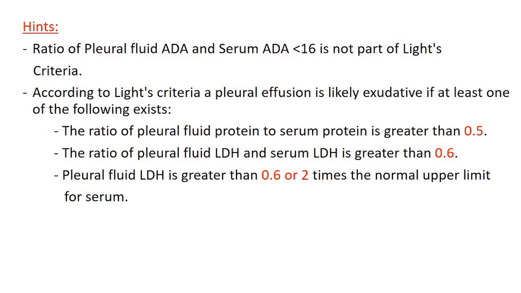Here are the hints. The ratio of pleural fluid ADA to serum ADA lower than 16 is not a part of Light's criteria. According to Light's criteria, a pleural effusion is most likely to be exudative if at least one of the following exists: the ratio of pleural fluid protein to serum protein is greater than 0.5, the ratio of pleural fluid LDH to serum LDH is greater than 0.6, and pleural fluid LDH is greater than two-thirds the normal upper limit for serum.